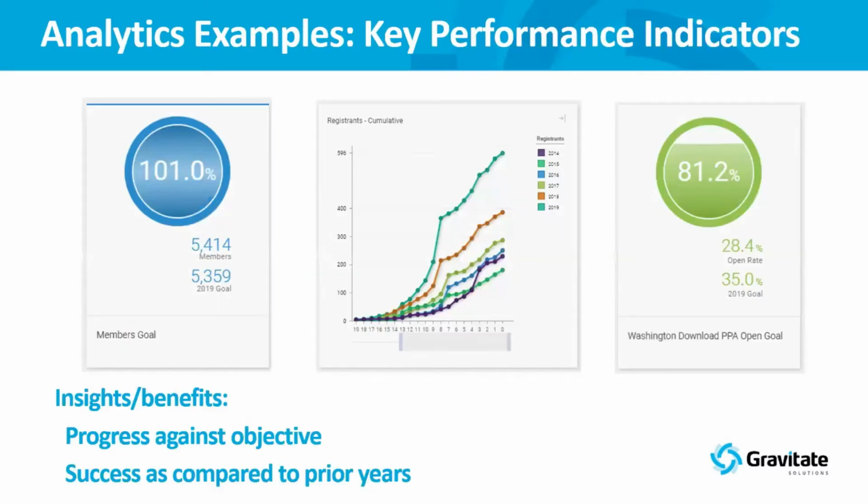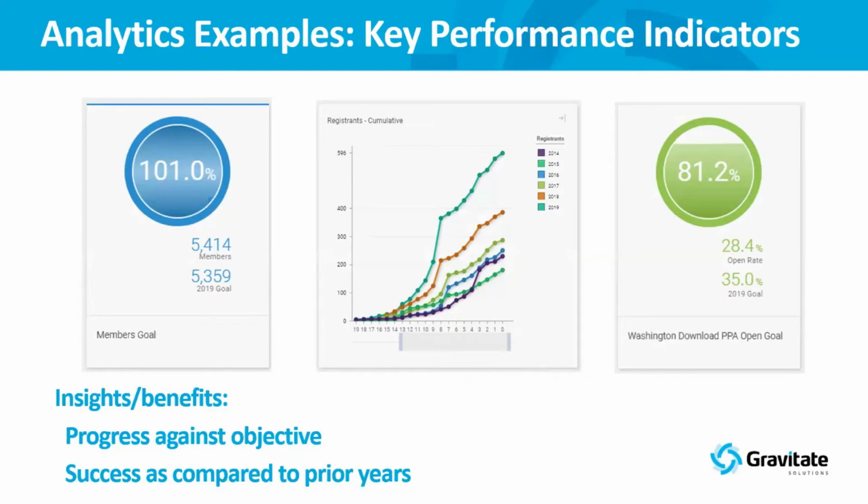Okay, so here's an example. Probably the most common example of data analytics are key performance indicators. Oftentimes they're progressed against a goal. So in this case, we're showing the number of members against our goal. And fortunately, we're at 101%. So that's a very common KPI that an association would have.